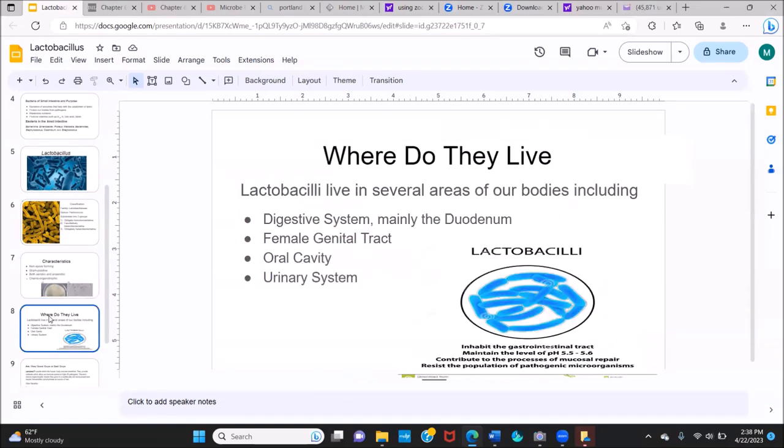Where do they live? Well, they like slightly acidic range conditions from 5.5 to 6.5. They live in the digestive system, which was previously mentioned. They also reside in the female genital tract, the oral cavity, and the urinary system. Lactobacillus are considered to be both anaerobic and aerobic, using oxygen as a substrate in certain conditions. Lactobacillus are known to ferment carbohydrates to lactic acid.